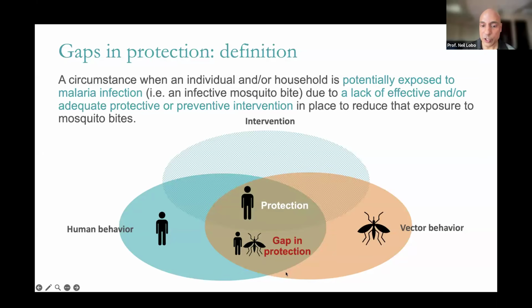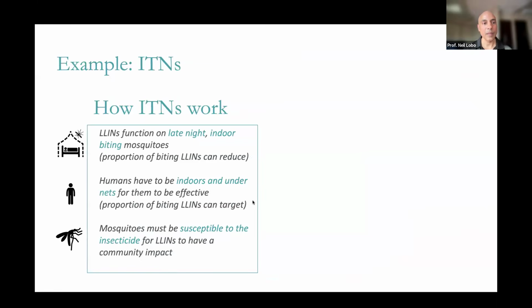And if we understand the protection and the gaps in protection at our site, we are doing better than most everyone else. And here's an example with bed nets, or insecticide treated nets, ITNs. How do bed nets work? On the left, we have the intervention, we have humans, and we have the mosquito.